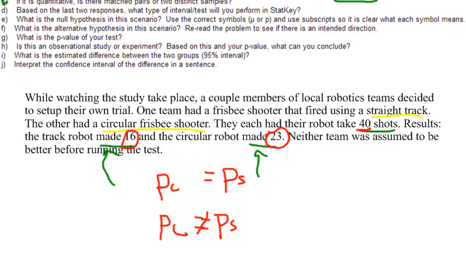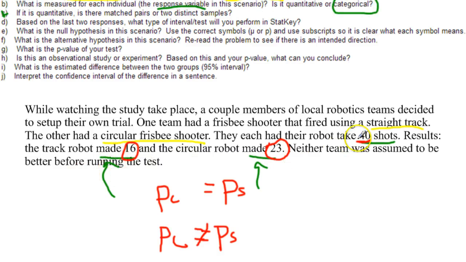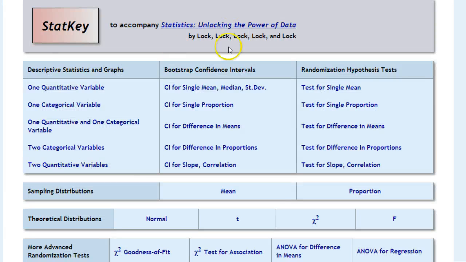Now we're going to put this into StatKey. So let's go ahead and take our 16 and our 23 and plug it in. So we go to our hypothesis test for the difference in proportions down here. We'll start out with that one.